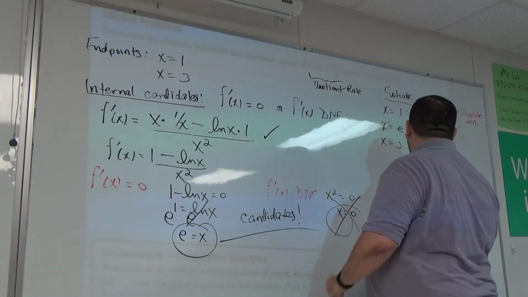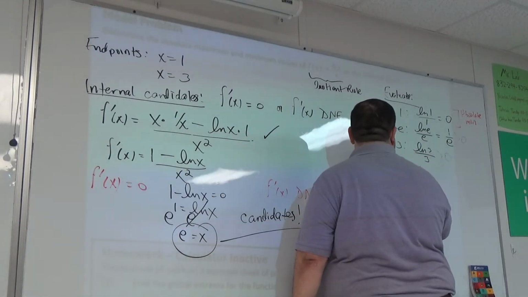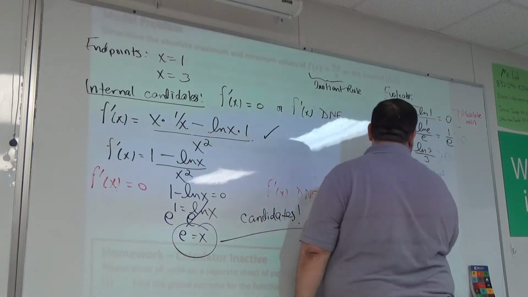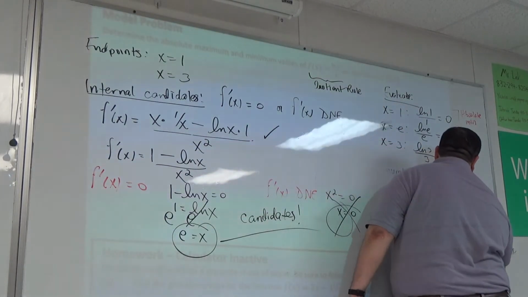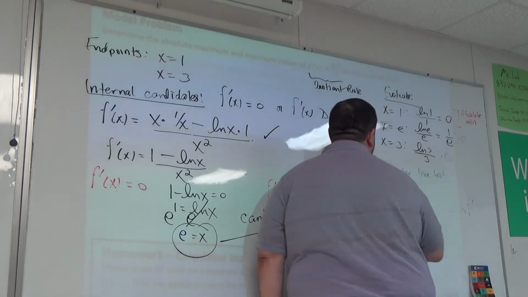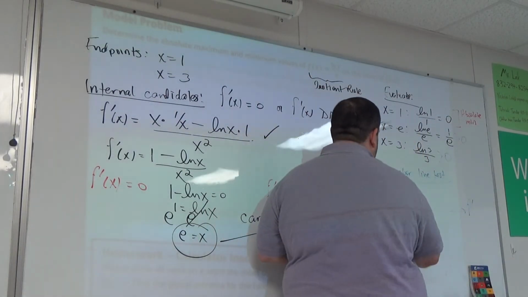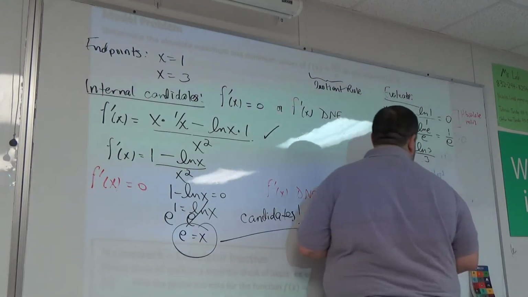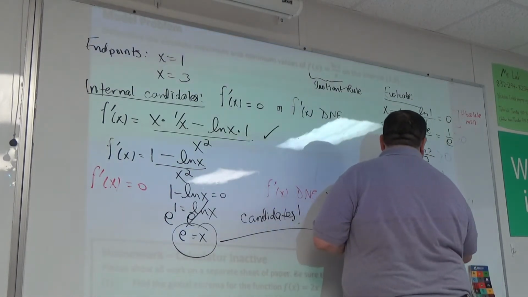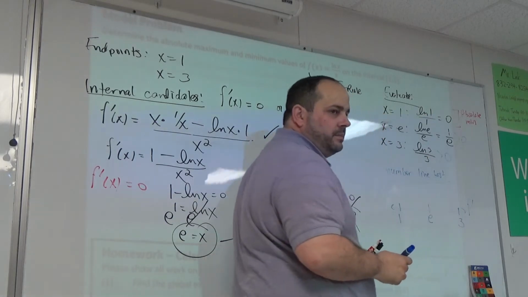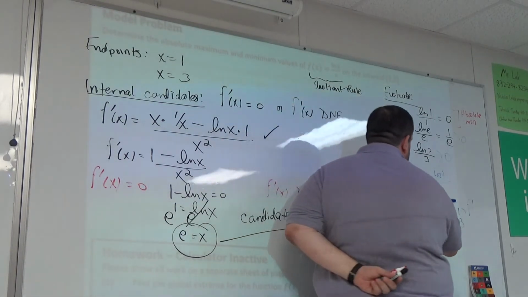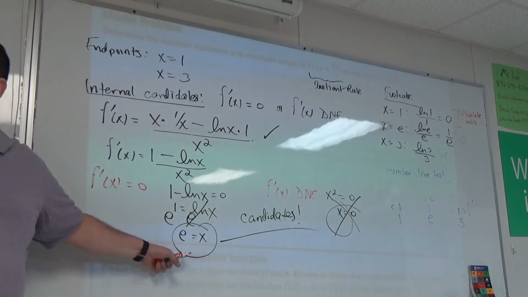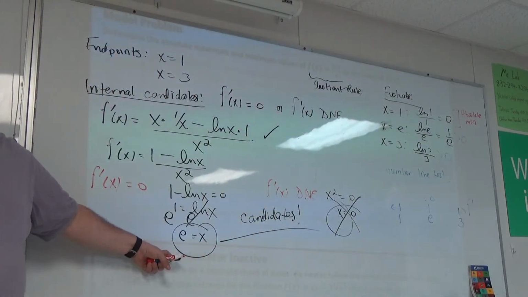Now here's what you're going to have to do. To finish this off, you get to do a little number line test. Oh, so excited. So here comes my number line. It's been a while. Here's f prime. I'm going to put on my number line x equals 1 because that's an endpoint, x equals 3, that's an endpoint, and x equals e, which is right over here. At x equals e, the derivative is equal to 0. That's how we found that internal candidate. We set the numerator equal to 0.